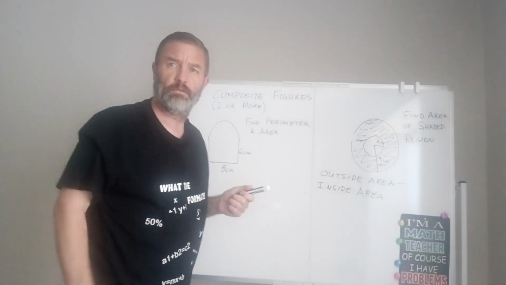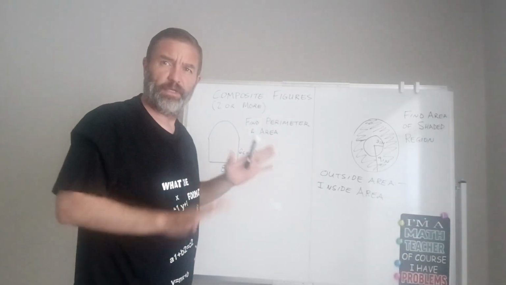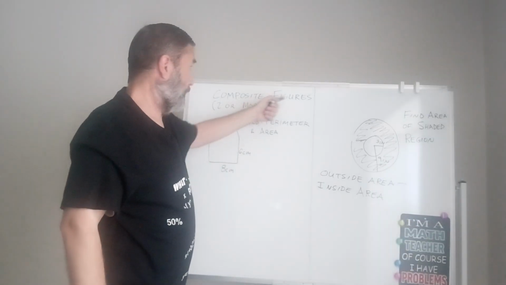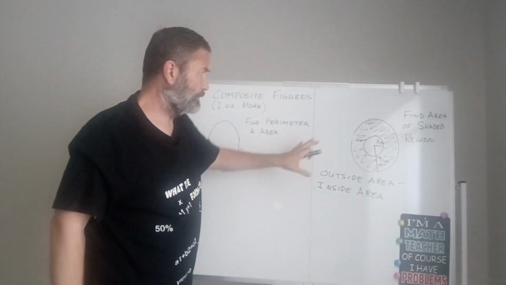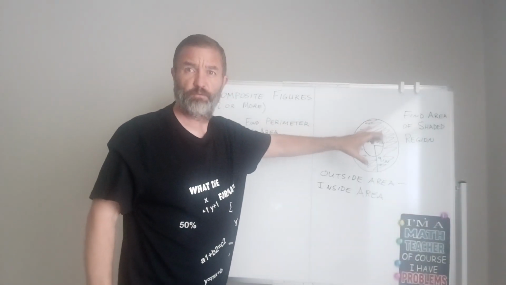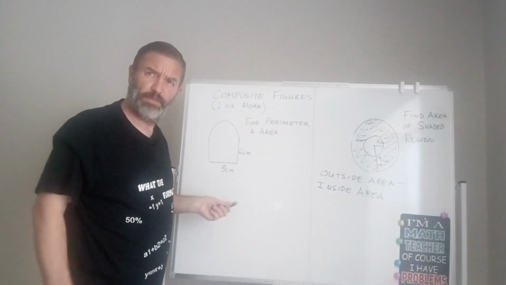Today I would like to do hopefully a quick short video. It's quite a lot here, so I'll try to make it not too long. Composite figures, that means two or more. Now there's two ways to do the composite figures. We're either going to take a shape and subtract it from another shape, or we're going to take two shapes and we're going to add them together.